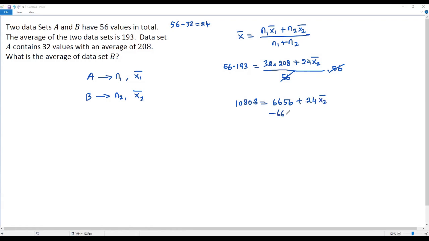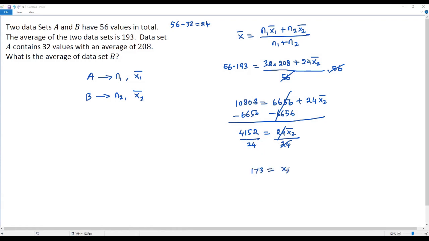Let me subtract 6,656 from both sides. Then this positive value, negative value will cancel out. When I simplify this one, I am getting 4,152 equals 24 times x2 bar. Let me divide both sides of this equation by 24. This 24 will cancel out. When I divide 4,152 by 24, I am getting 173.